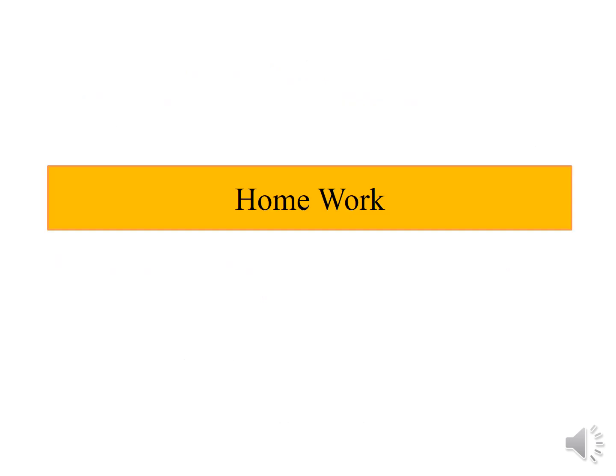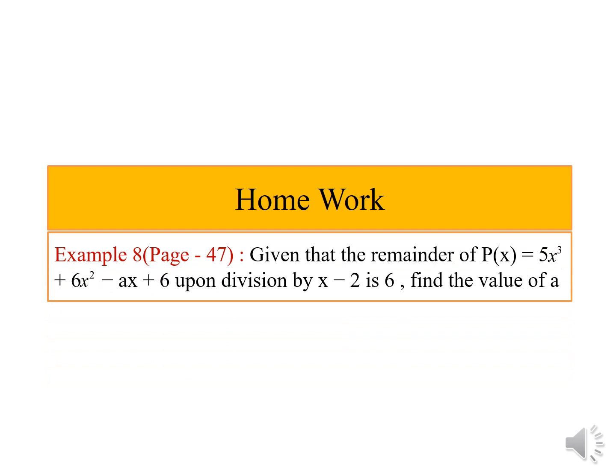My dear students, in my next lecture on this chapter, we will solve some problems from your exercise. So today just write down your homework. Your homework is example number 8, page number 47. Given that the remainder of p of x equal to 5x cube plus 6x square minus x plus 6 upon division by x minus 2 is 6. That is, if the polynomial p of x is divided by x minus 2, then the remainder is given as 6. Then find the value of a. So please solve this problem and submit it after this long vacation.